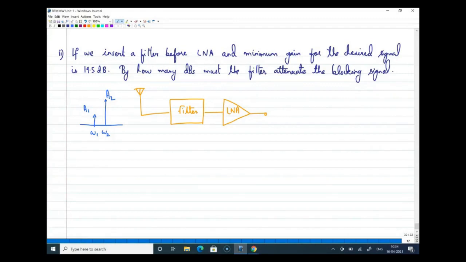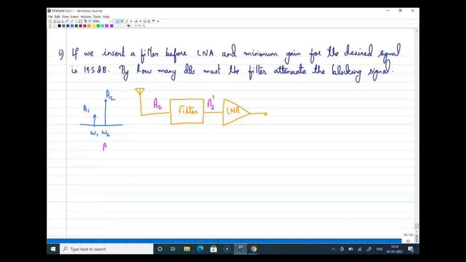So A1 and A2 are the amplitudes at the input of the receiver front end. Now A2 is the amplitude of the interferer here. But after filtering, definitely the amplitude of A2 will get reduced. That is the role of this filter. So I'm just marking this amplitude as A2 dash, right? And A1 as such, there will not be any effect of the filter on A1, because the filter is not meant to filter out A1, omega 1, but rather omega 2, right?